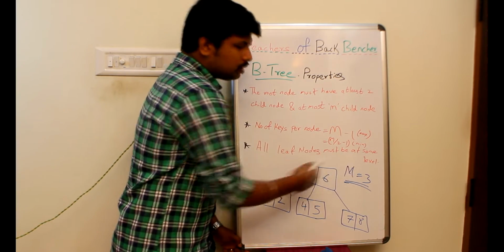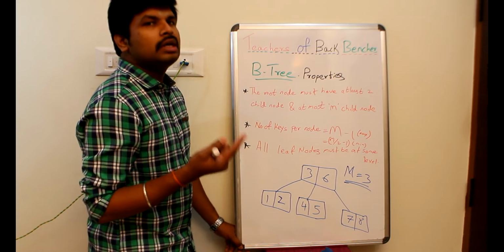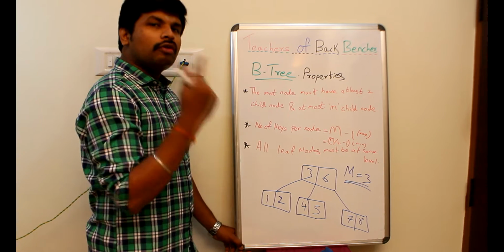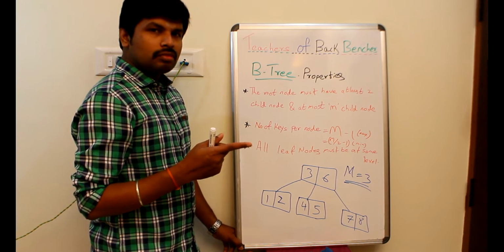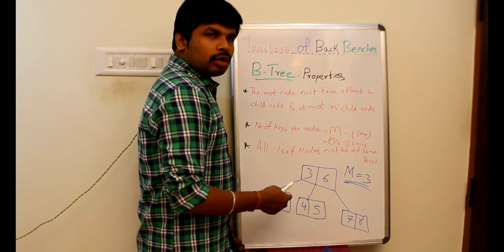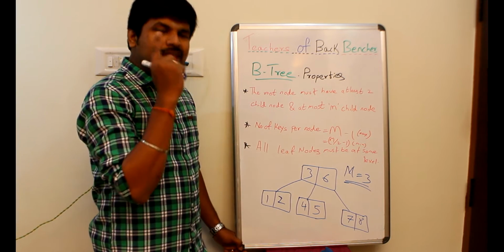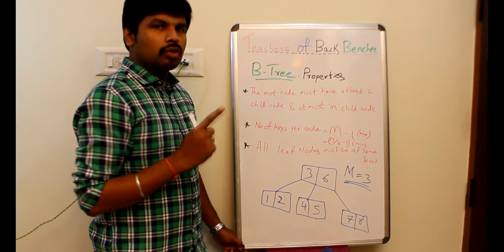If m is equal to 3, m by 2 is 1.5. 1.5 minus 1 is 0.5. We are rounding off the value to 1. If we are rounding off the value, then every node that has a child node must have at least one value.